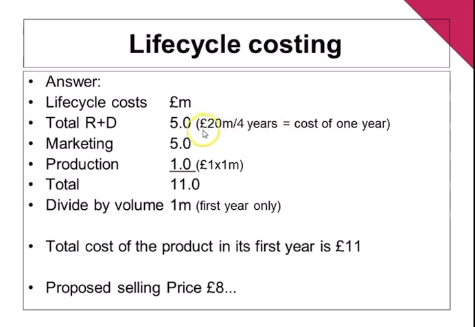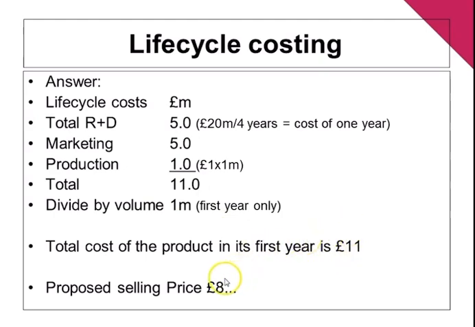You might want, because of your level of risk, to recover that a lot quicker. But let's just say it's nice and simple and we expect 4 years of product sales. Marketing costs in the first year are 5 million. Production is again £1 million per unit times the million volume gives us 11 in total. Divided by that volume, the product cost is £11.